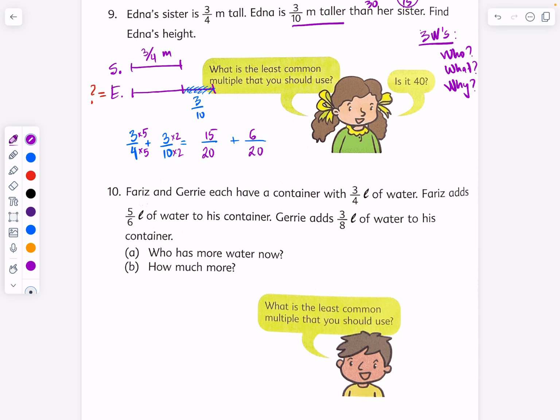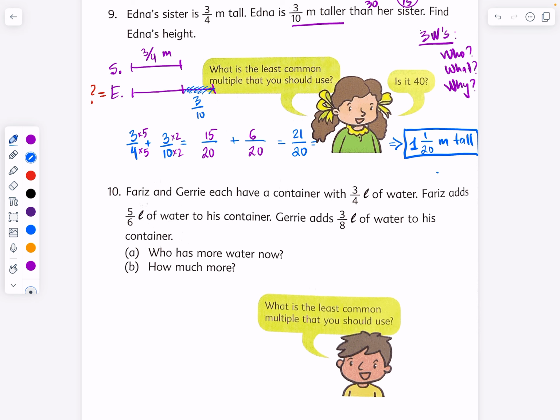So now that we have a common denominator, it is very simple for us to add the two fractions, and we have 21 out of 20. We must simplify our answer, and 21 out of 20 is 1 meter and 1/20 tall. And that is Edna's height.